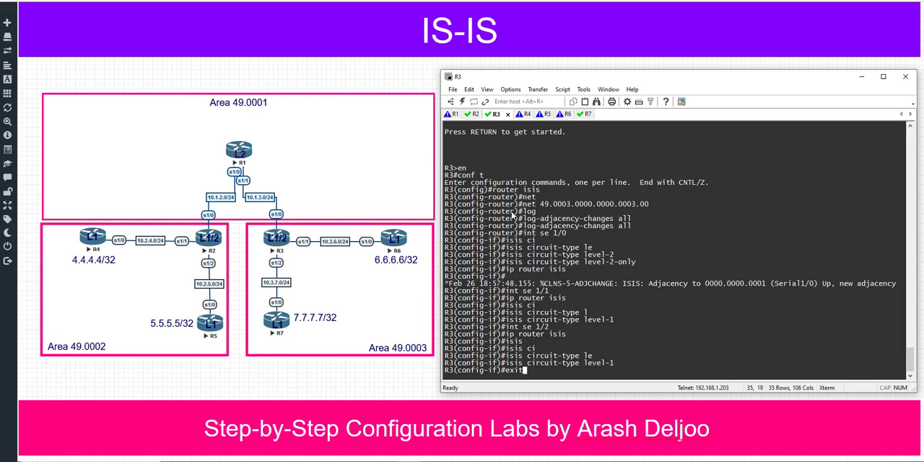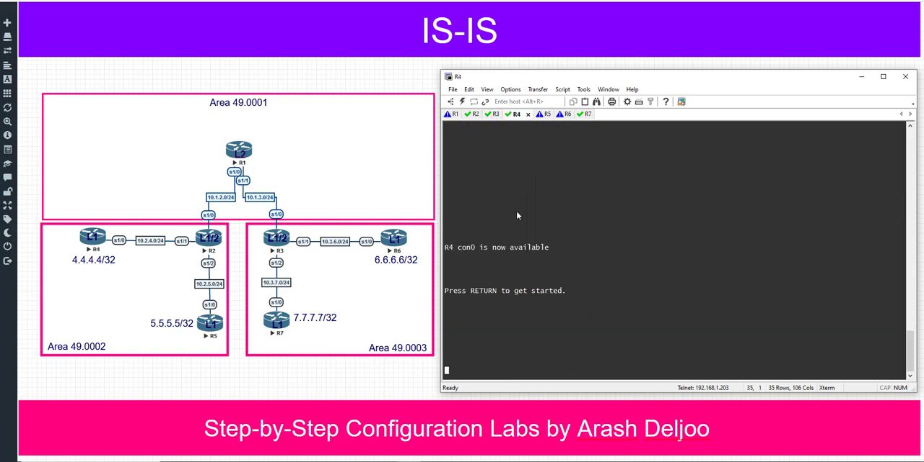That's it. Now let me configure router 4. Because this is one of the routers in the area 49.0.0.2, we should configure the same area ID on router 4, router 2 and router 5. Router 4 and router 5 are level 1 routers of this area, and router 2 is the level 1-2 router of this area.